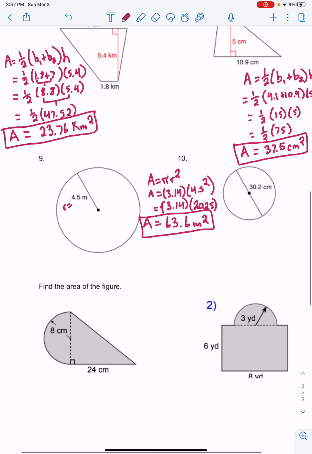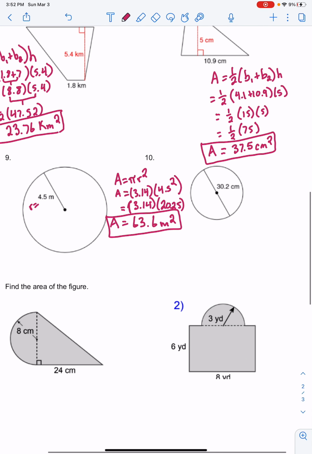All right, let's look at number 10. Now notice number 10 looks a little different than number 9. Before I zoom in here, notice this distance goes all the way across the circle, where this distance only went halfway across the circle. So this was the radius. They didn't give us the radius here. Here they gave us the diameter.